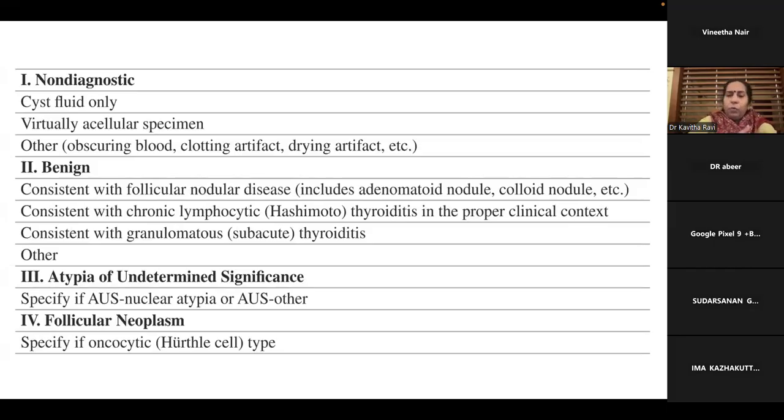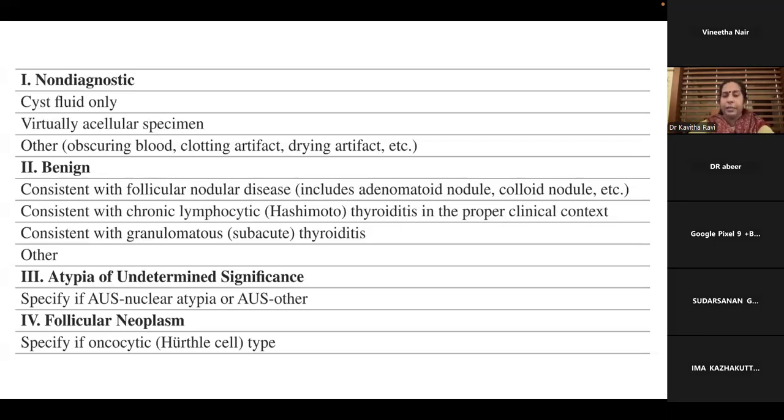And benign, so the most common lesion, the goiter. Now the current pathological terminology for goiter is follicular nodular disease, TFND, thyroid follicular nodular disease, which can be just a colloid-filled nodule or a cellular nodule. But when you see abundant colloid with those benign thyroid follicular cells, we know it is a follicular nodular disease.